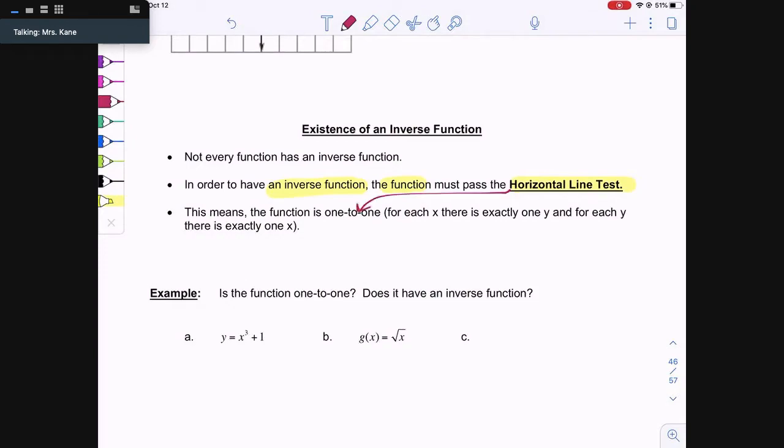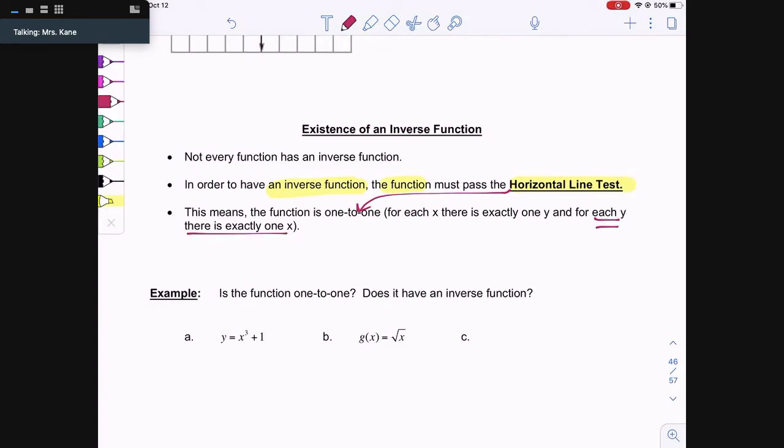And what that means is it's a two-part thing. The first part, each x has exactly one y. That's the function part. The second part, each y has exactly one x. That's the horizontal part. So it has to be a function, each x must have one y, but the horizontal line test then shows me that each y has exactly one x. If that happens, then my function has an inverse.